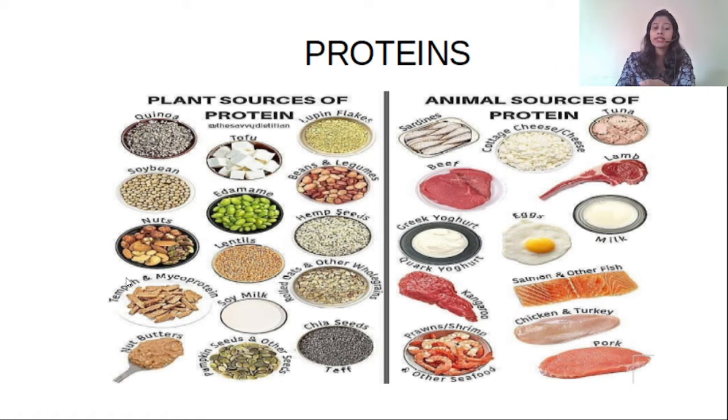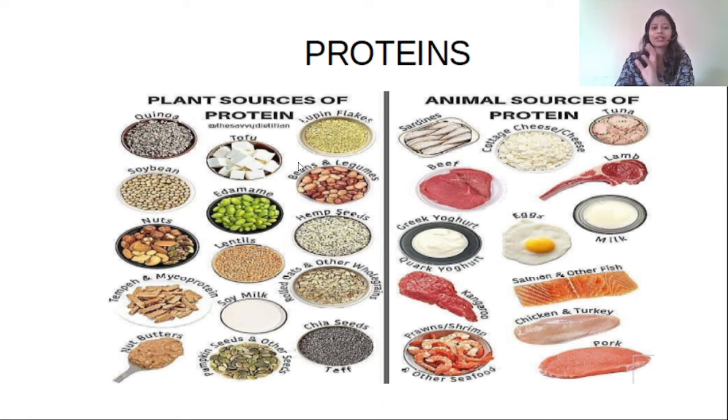The protein sources are of two types: plant sources of protein and animal sources of protein. The protein P word and the plant sources P, triple P, we can say to remember. Like P for plant, for protein, plant sources of protein. The third P is for pulses. Pulses are the main plant sources of protein.